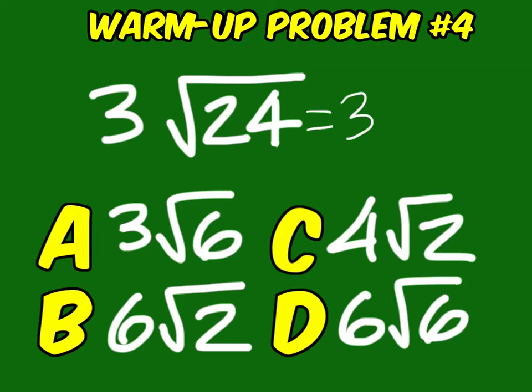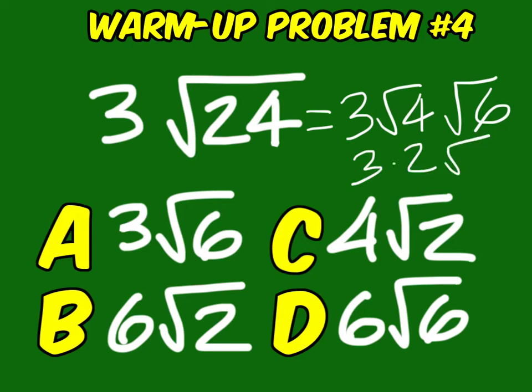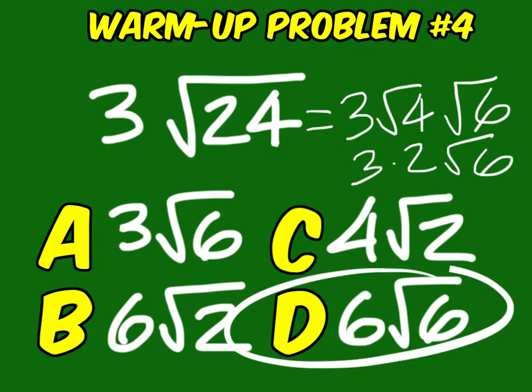This one breaks up as 4 and 6. 3 times 2 square root of 6 is going to be D.